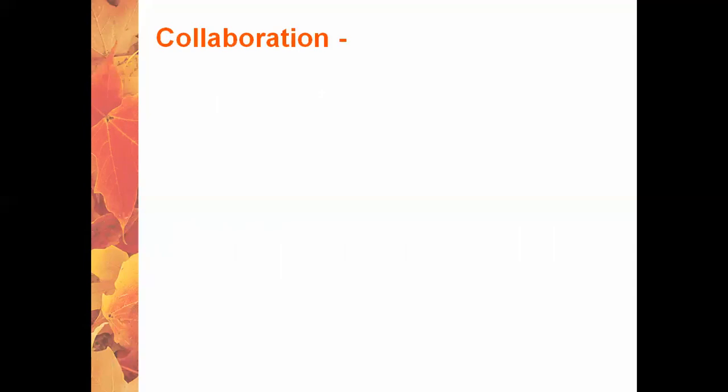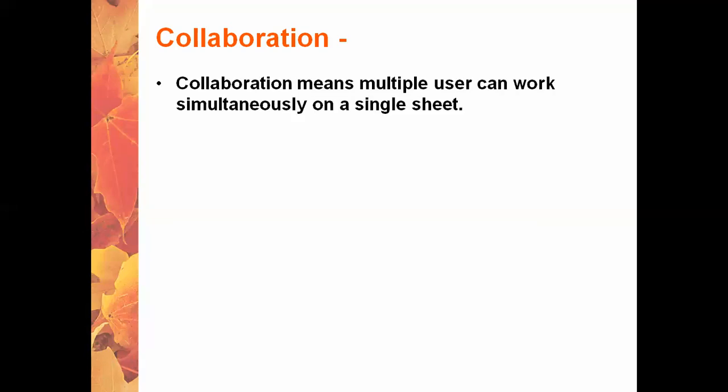Now, collaboration means how many persons can work on a single sheet. As I told you about Google Drive, on a Google Drive document, when you share that document with multiple persons, all the persons can work on the same Google document. So this is called collaboration. If more than one person can work on a particular document, this is called collaboration. So collaboration means multiple users can work simultaneously on a single sheet.